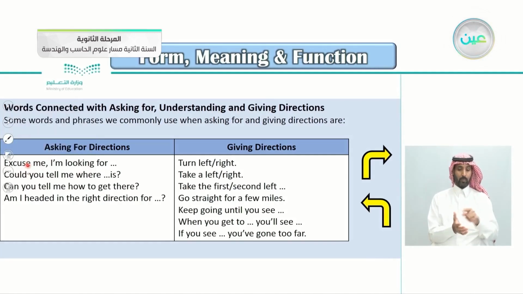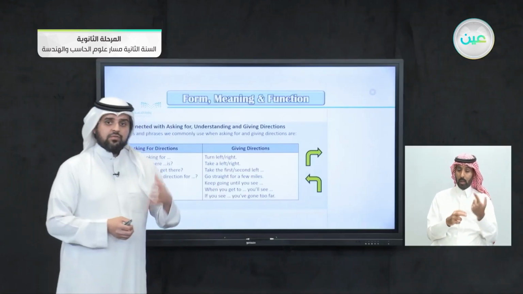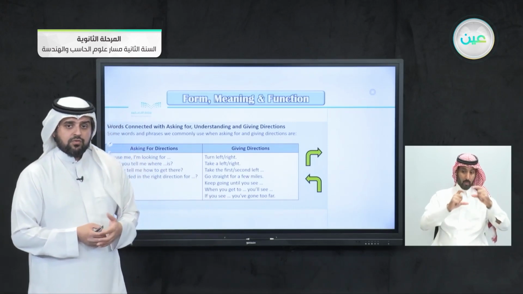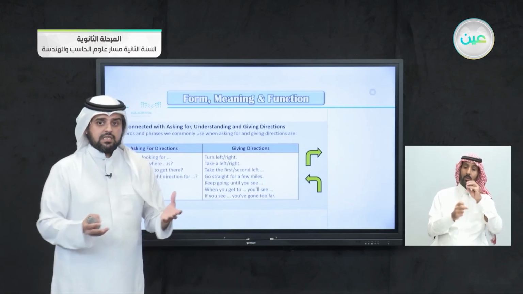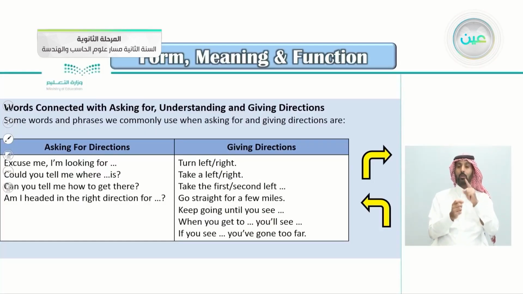The first one here: "Excuse me, I'm looking for..." Then you can say what you are looking for. Excuse me, I'm looking for the bank. Excuse me, I'm looking for a hotel. So that this man will provide the directions for you. So this is how to ask for directions. Excuse me, I'm looking for the bank, for example.